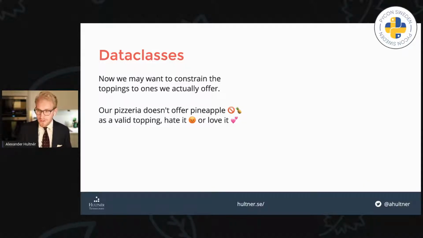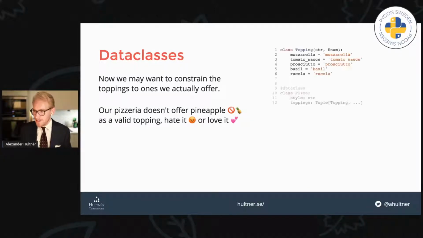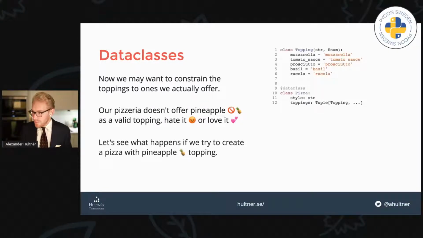Now maybe we want to constrain the toppings we offer in this data class. In this case, our pizzeria doesn't offer pineapple as a valid topping, hate it or love it. So we're going to have an enum of strings of toppings we allow: mozzarella, tomato sauce, prosciutto, basil, and rucola. And we're going to restrict our toppings to a tuple of toppings. Basically, this should allow our class to only have the toppings we see fit. And as you can see, we can still create a pineapple pizza.